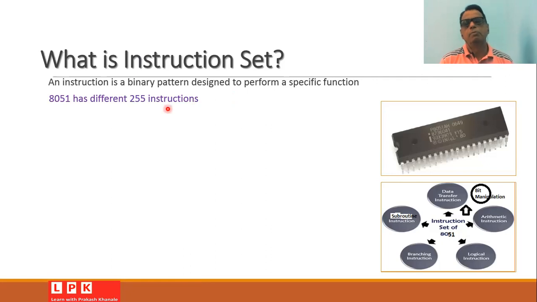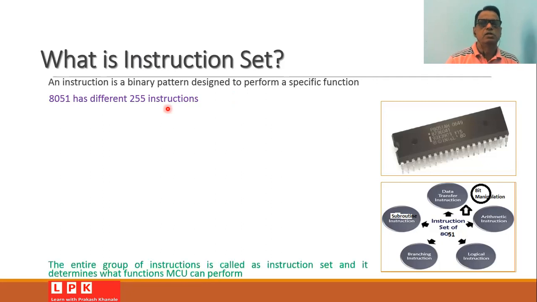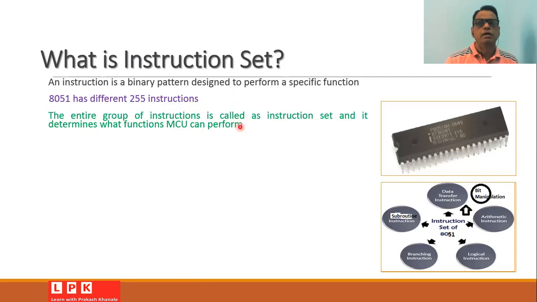8051 has many different instructions. It can have about 255 different instructions. All these instructions can be combined together, and we can form a group of these instructions, and that is called the instruction set. And this instruction set will determine what functions the microcontroller unit can actually perform.